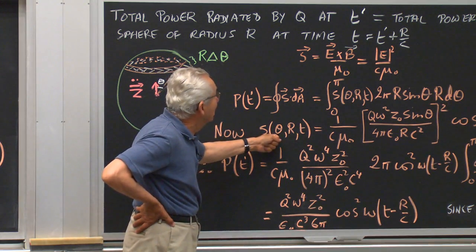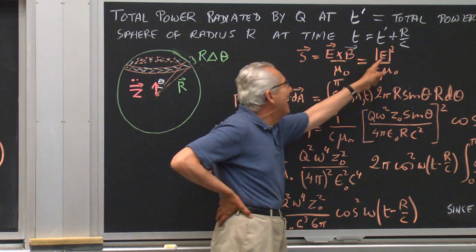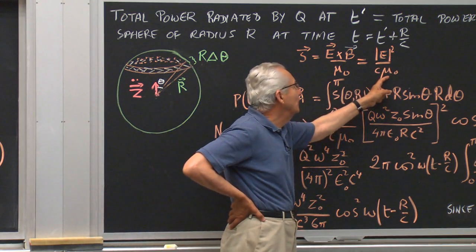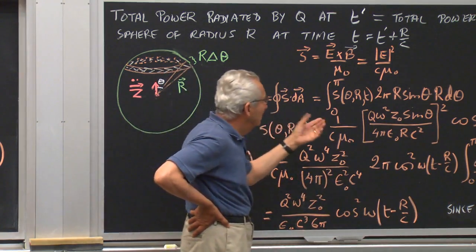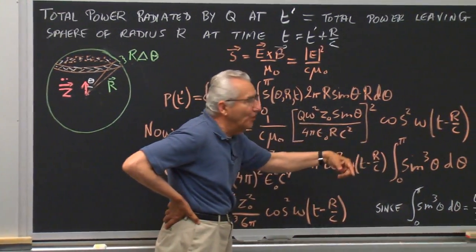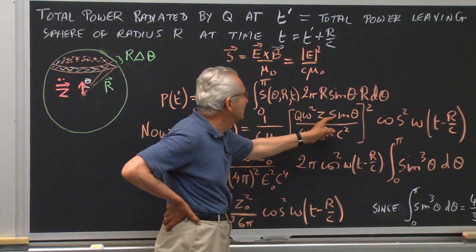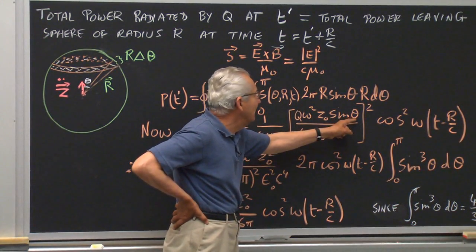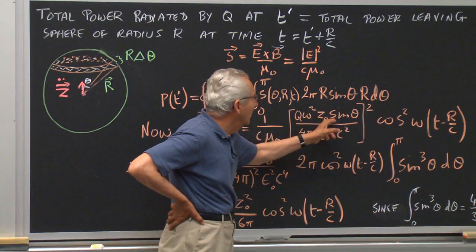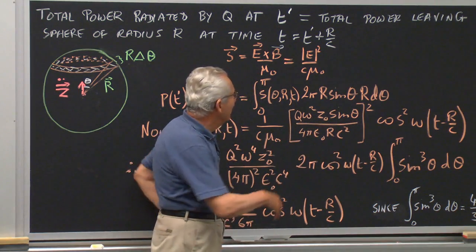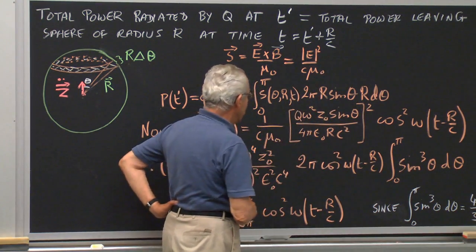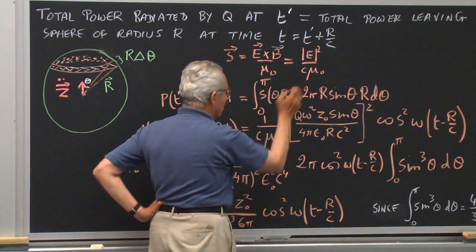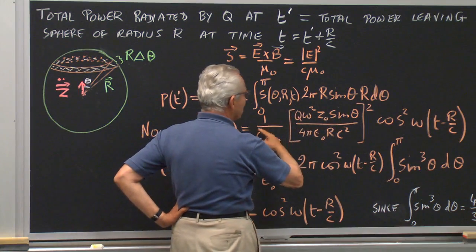S I can calculate because I know it's the magnitude of E squared over c mu 0. But that we've already done. We did it for 30 degrees. I now do it for theta. So here, instead of having sine 30, which was a half, I have sine theta there. So that squared gives me this, divided by c mu 0 is that.